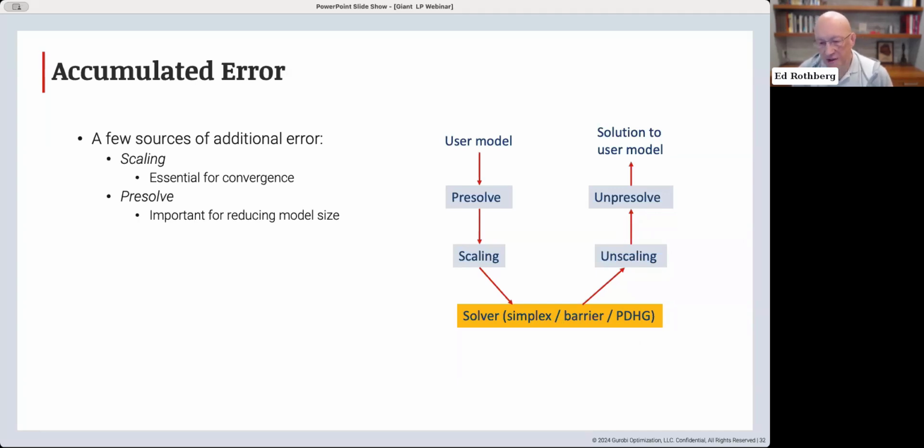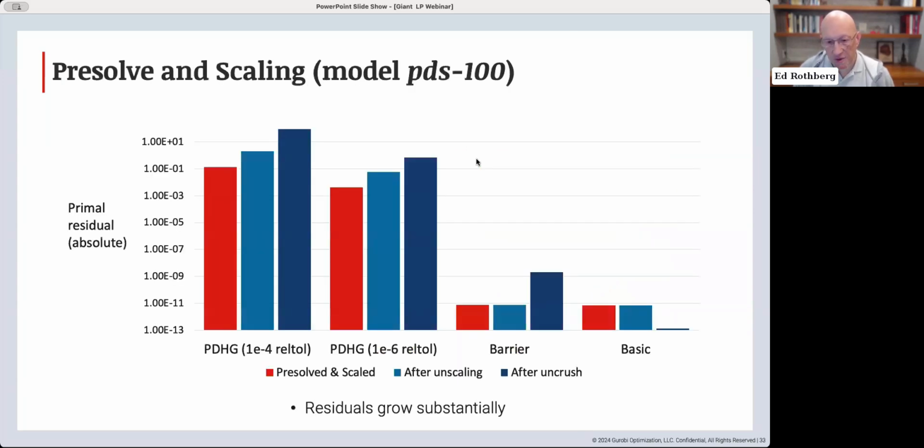And the termination criteria is applied on that problem. We get a solution that satisfies that termination criteria. Then we apply unscaling to unscale that solution, and then unpresolve to undo the presolve, which leads to a solution that we can present to the user for the original problem. And each of these steps, the unscaling and the unpresolve, introduces additional error. So let me quantify that.